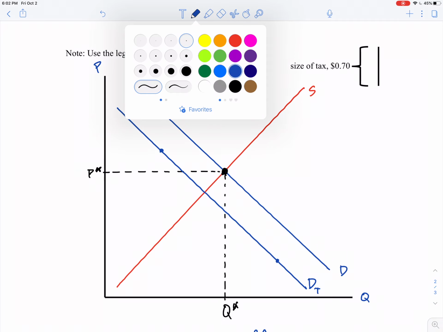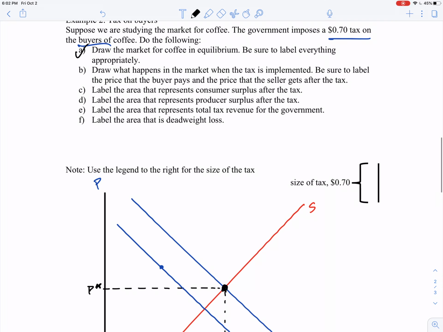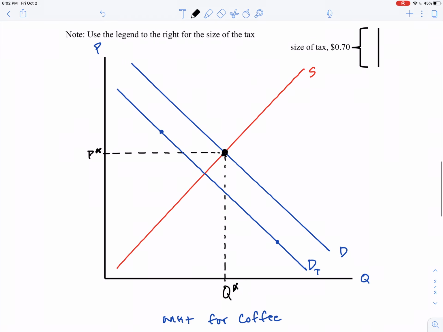So I'm going to go back here to black, right? So the second part here is I got to label the price that the buyer pays and the price that the seller gets, right? Well, this is our new equilibrium price at the intersection of our new demand curve and our supply curve. So I'm going to go over here and label it here, right?